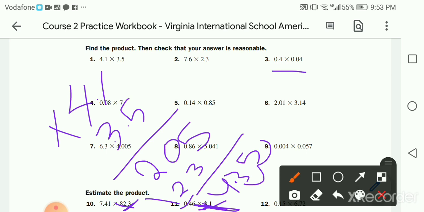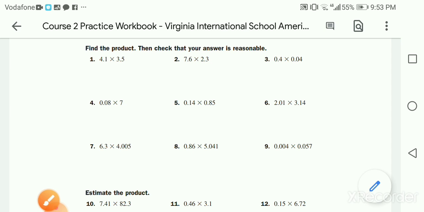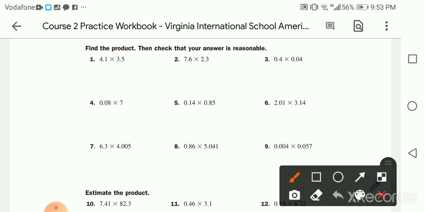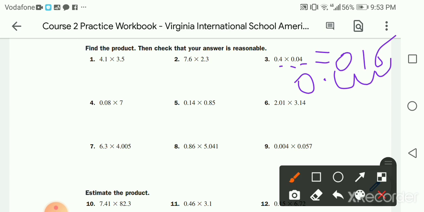We can take this for example. We have 0.4 times 0.04. 4 times 4 is 16. How many decimal places? 1, 2, 3. So put here the 0, put the decimal point, and here the other 0: 0.016. It's very easy to do it like this if you like.